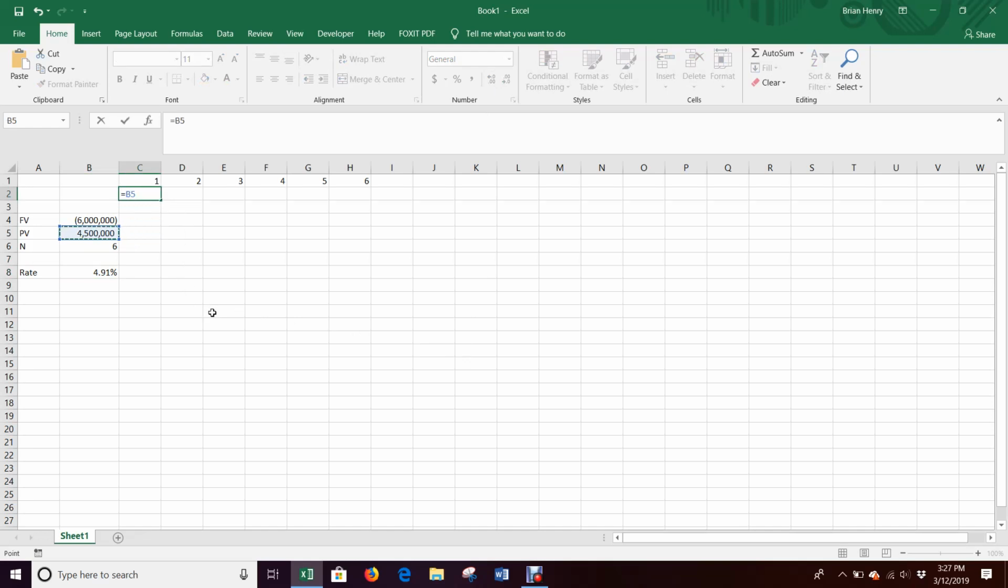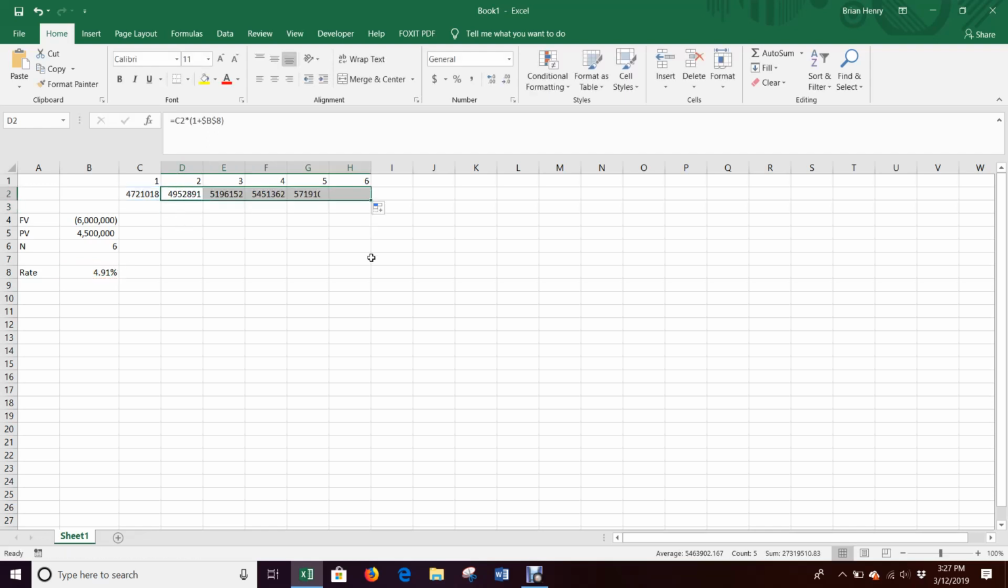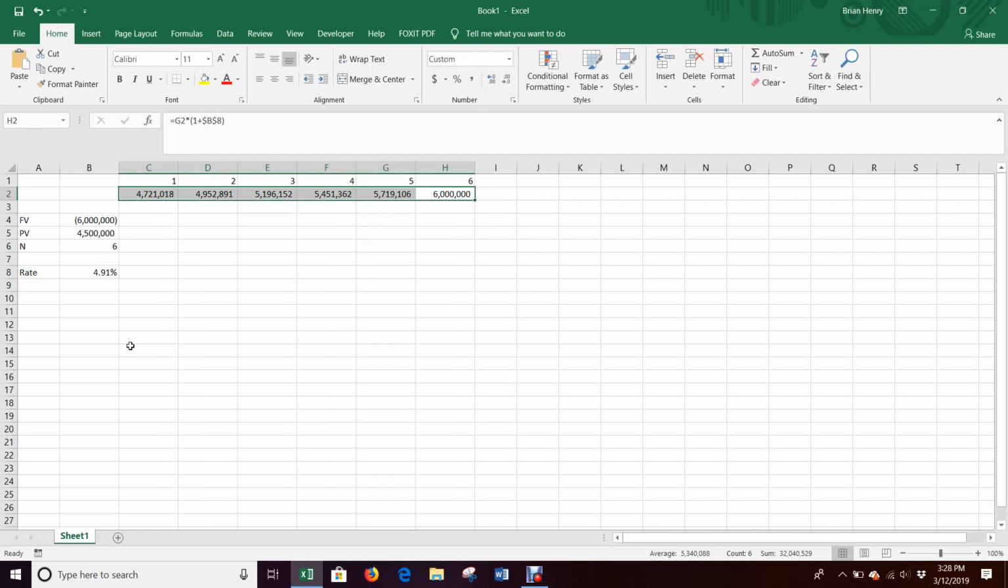So if you take this times 1 plus our growth rate, block that, and then we do that again, equals this times 1 plus our growth rate, and we just take that out to year 6, then at the end we should have $6 million. Okay, so that's how you use equals rate, and this is kind of what the cash flow is doing.